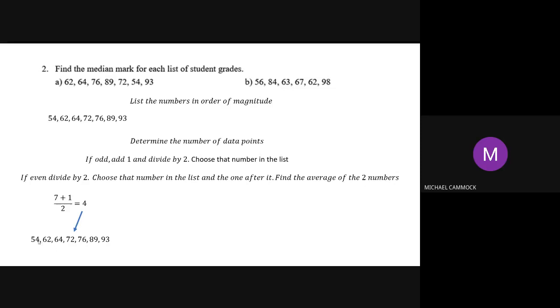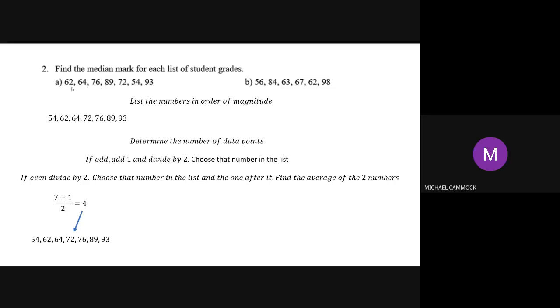Just count them. 1, 2, 3. There's my 4th number. So guess what? I've just answered the question. That's it. I'm done. Right? If it's an odd number, as I said, add 1 and then divide by 2, which I just did. 7 plus 1 is 8, divided by 2 is 4. Look for the 4th number. 4th number is 6. And the 4th number is when you have them in order. Don't try to get the 4th number when they're not in order. Right?